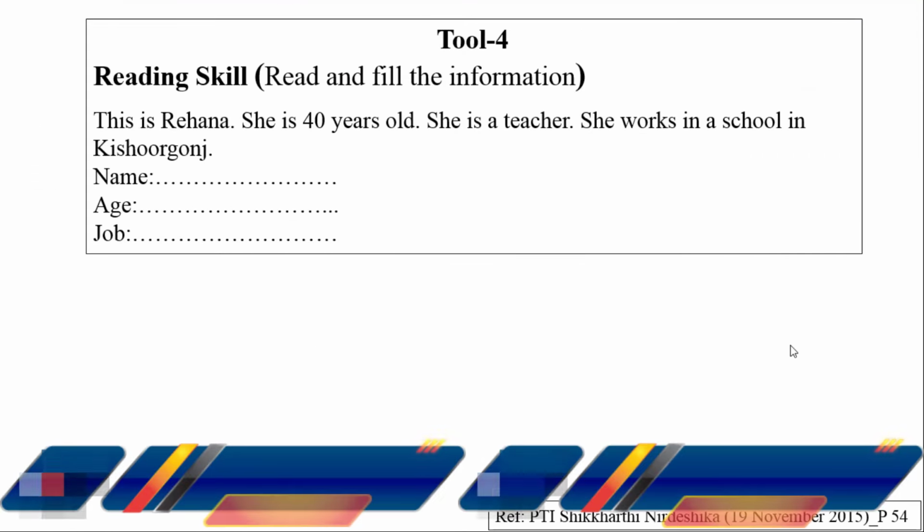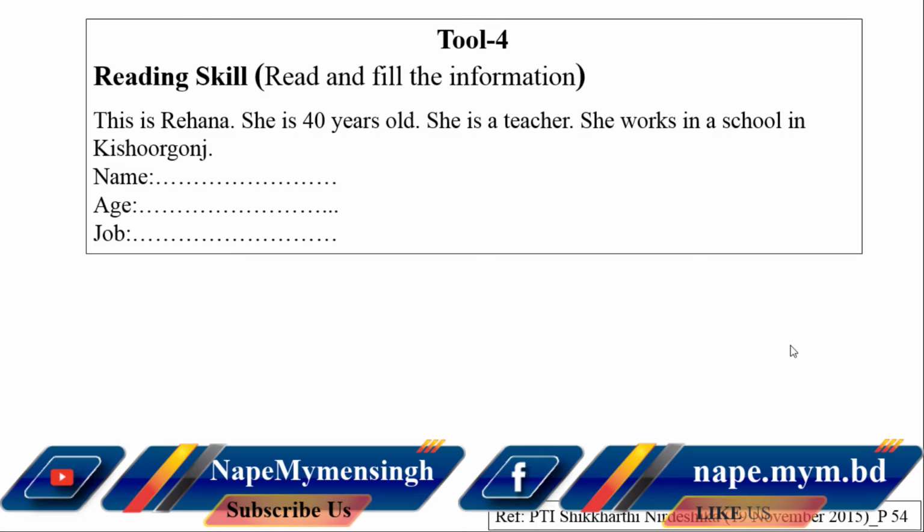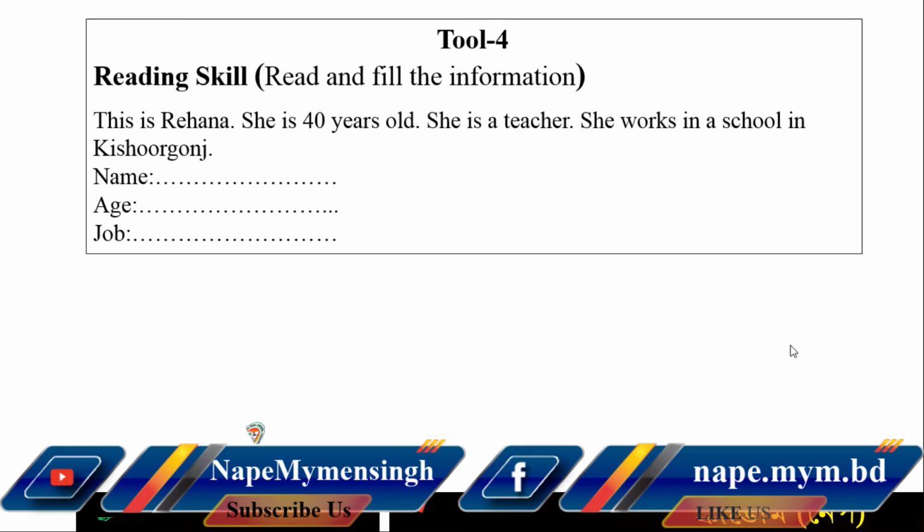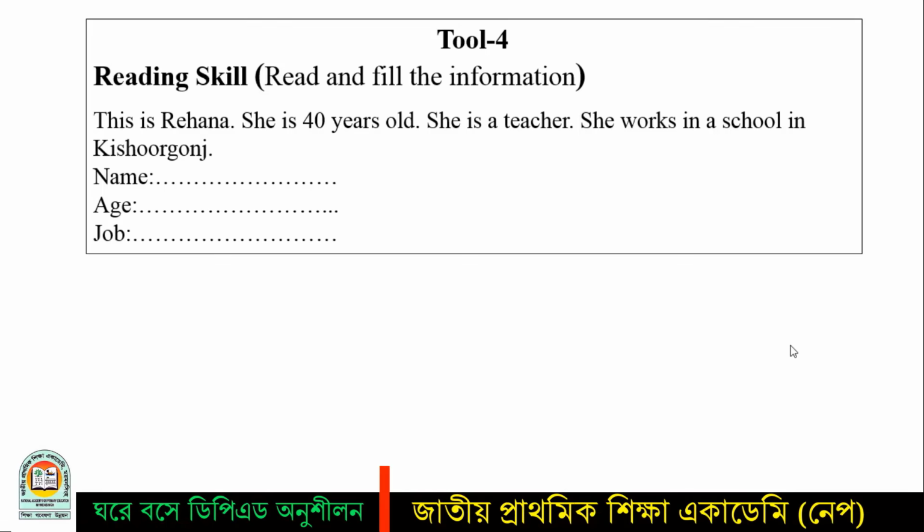Tool number 4, reading skill. Read and fill the information. He will read the text and fill up the information. That means judging understanding. This is Rihanna. She is 40 years old. She is a teacher. She works in a school in Kishoreganj. So name, age, job. He will write these things from the text.